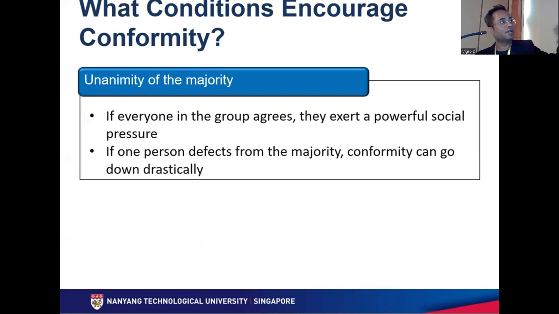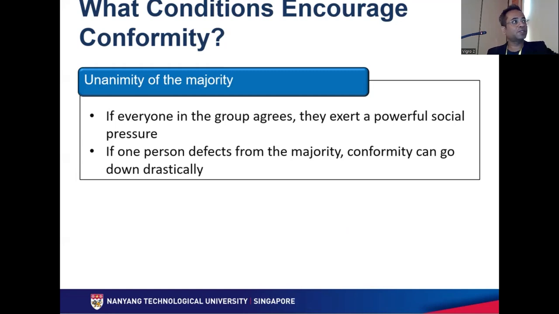So from psychology theory, what conditions encourage conformity? First of all, if everyone in the group agrees, they exert a powerful social pressure. You can think about the groups you have been in and think about the majority of the people agreeing. And you can imagine how much pressure you get from that. You can think about the review process setting when most of the reviewers, let's say three reviewers, agree with each other, and then you are the one who is standing out, it puts an implicit pressure on you. So unanimity of the majority.